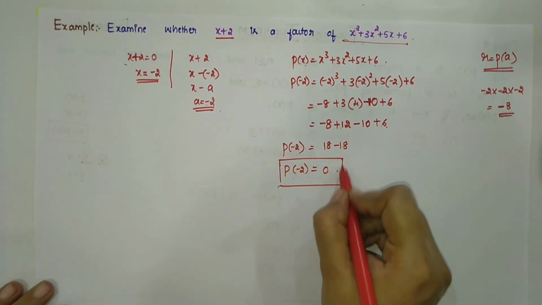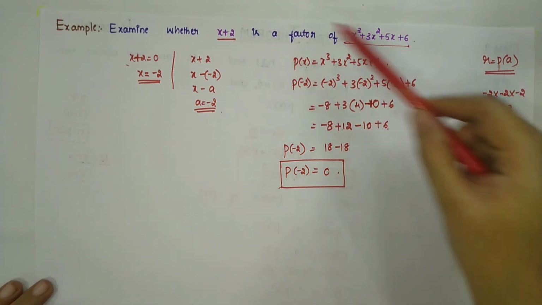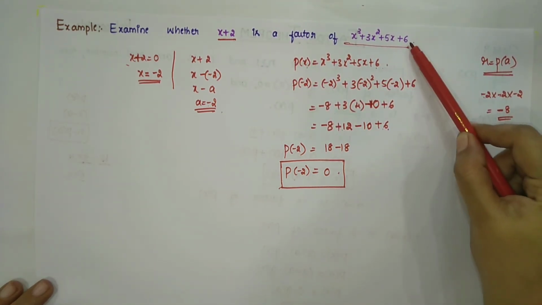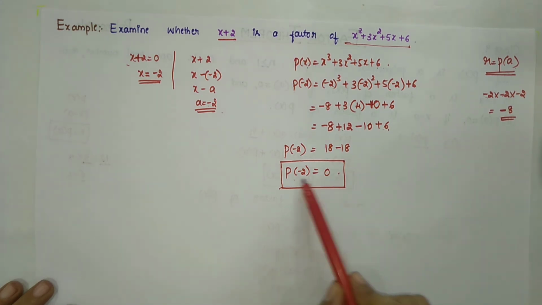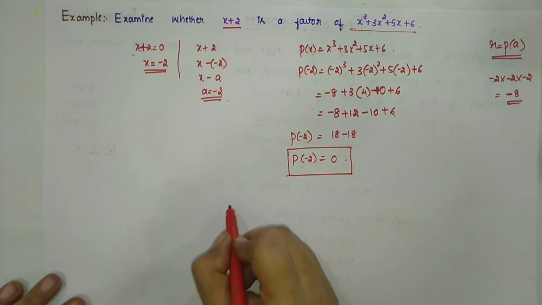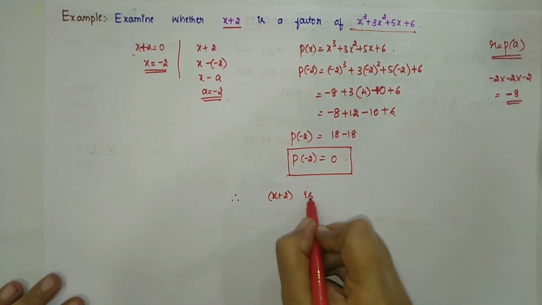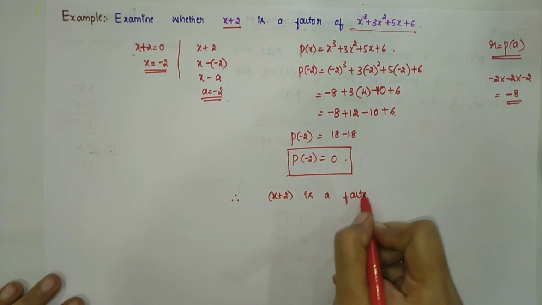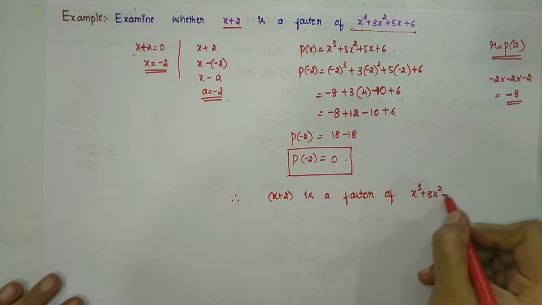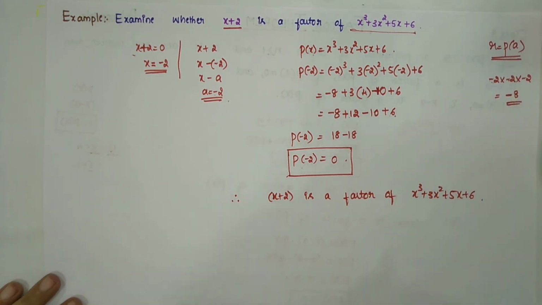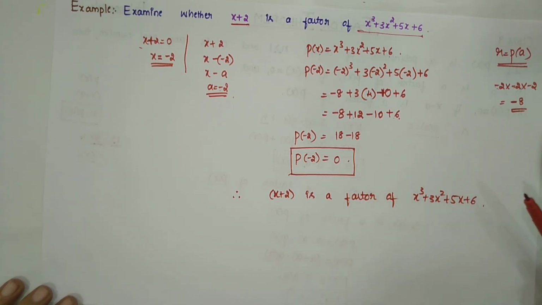So we got the remainder equal to 0, and I told you that we can consider this polynomial as a factor of this polynomial P of x only if we get the remainder equal to 0. So here we got remainder equal to 0. Therefore you can write that x plus 2 is a factor of the given polynomial P of x, that is x cube plus 3x square plus 5x plus 6. So this is one example for the factor theorem.